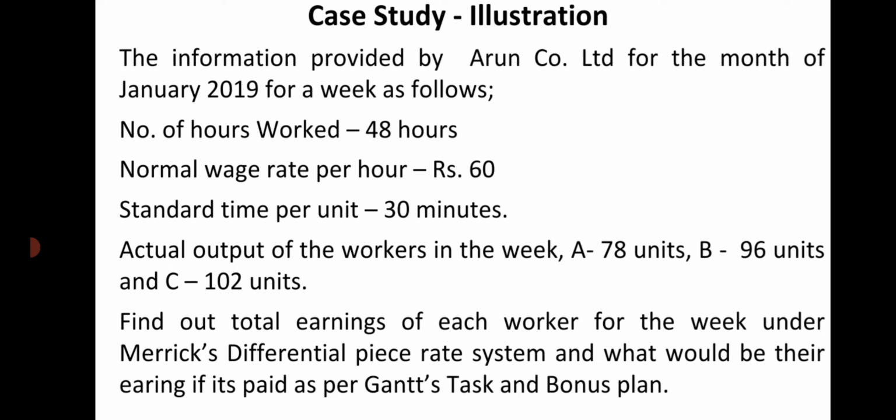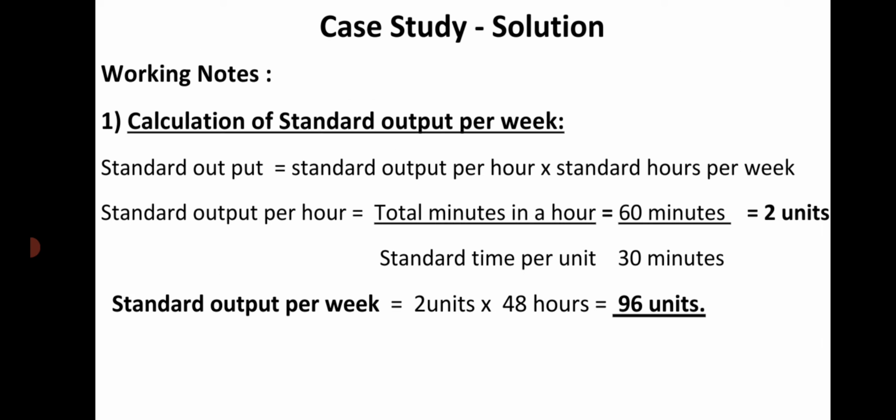That means you have to find out their wages under both Merrick's piece rate and Gantt's task and bonus plan. First of all, we have to calculate the prerequisites. First one, calculation of standard output per week. For one week, what will be the standard output? Standard output is equal to standard output per hour into standard hours per week. Standard output per hour is equal to total minutes in an hour divided by standard time per unit. Total minutes is 60 minutes in an hour divided by 30 minutes required for 1 unit. So in 1 hour, 2 units are produced.